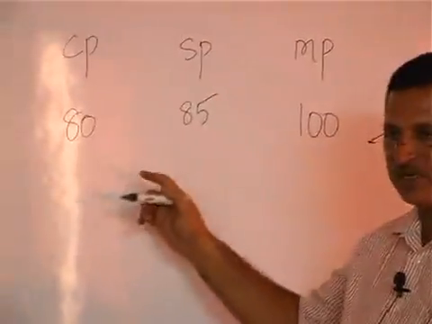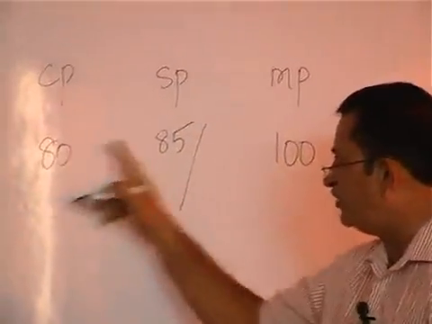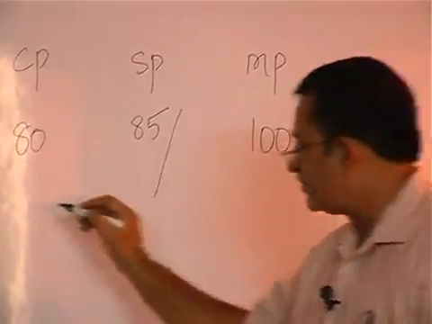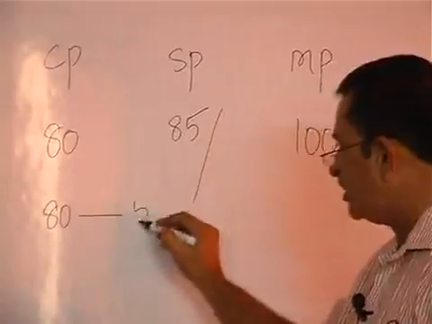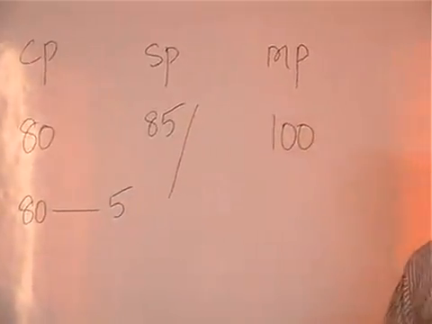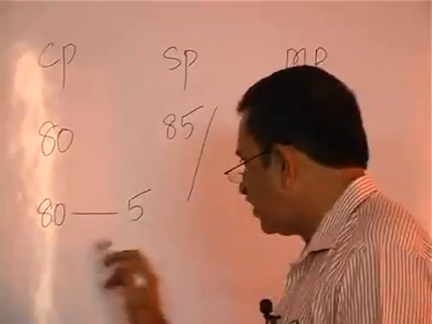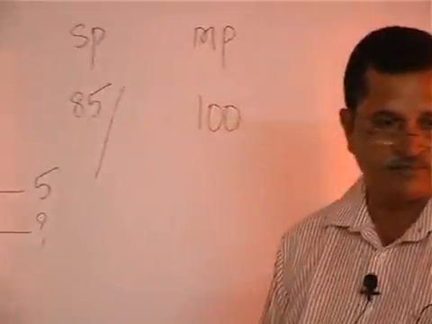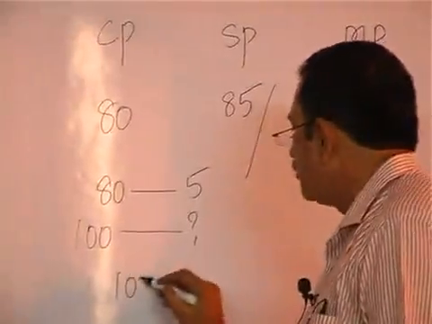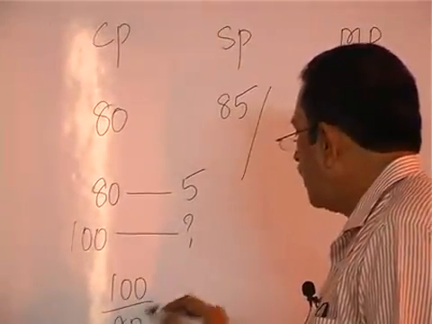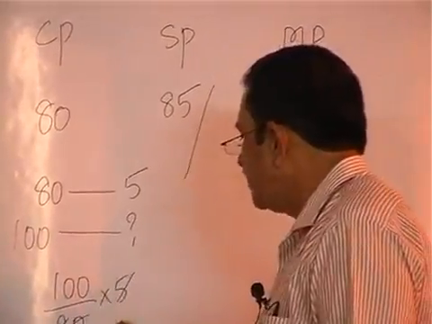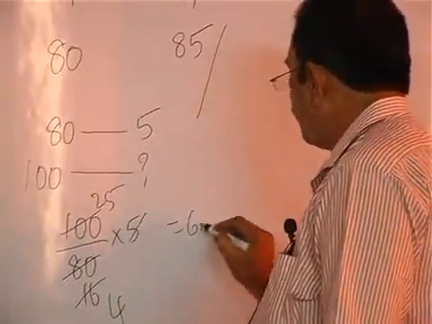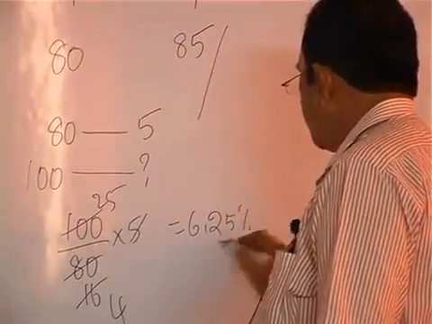Find the gain percent means whenever you are talking about gain, you are confined only with these two values. 80 rupees is the cost price, 85 is the selling price. For an investment of 80, the gain is 5 rupees. For an investment of 100, what would be the gain? It will be more. So more by less into 5. 5 16s, 4 4s, 4 25s. 25 by 4 means 6.25%.